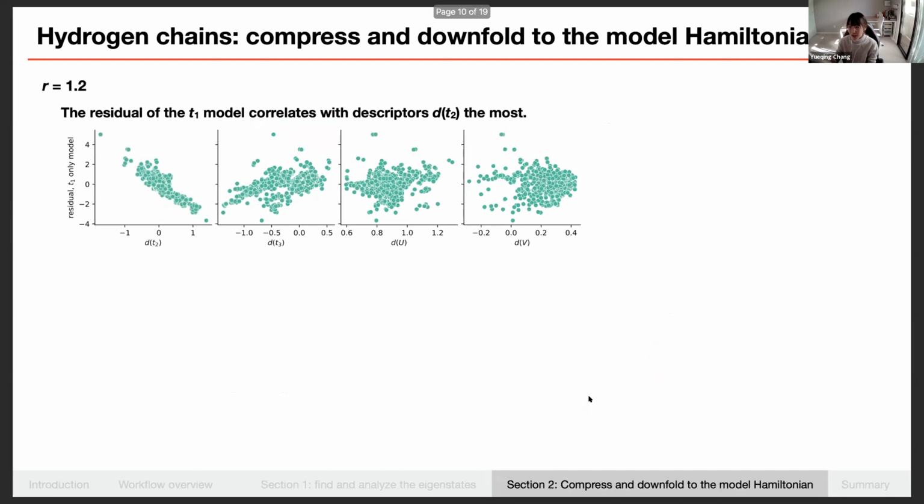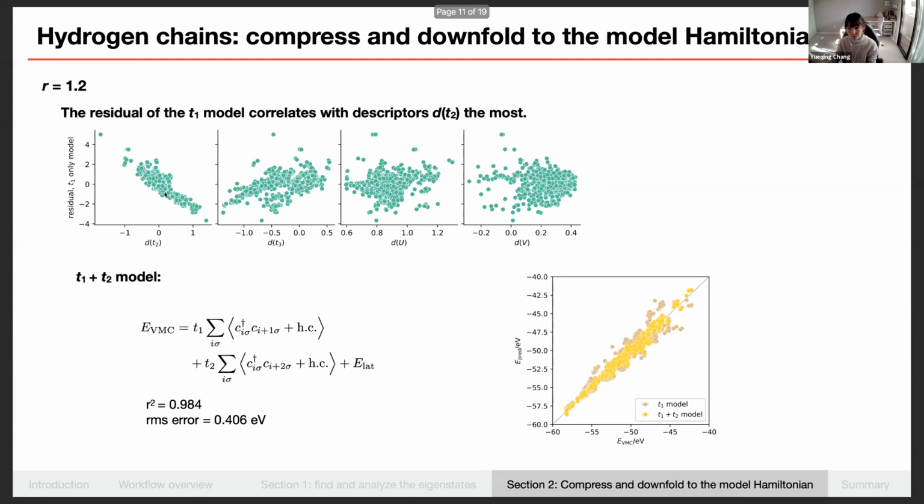But how do we actually improve this model if we want a better fit? We begin by looking at the residual of the T1 model and see how it correlates with the rest of the descriptors. Here I'm plotting the residual of the T1-only model versus the descriptors of T2, T3, U, and V. We can see that it correlates mostly with the descriptor of T2. So the next step is to include the T2 term in our model.